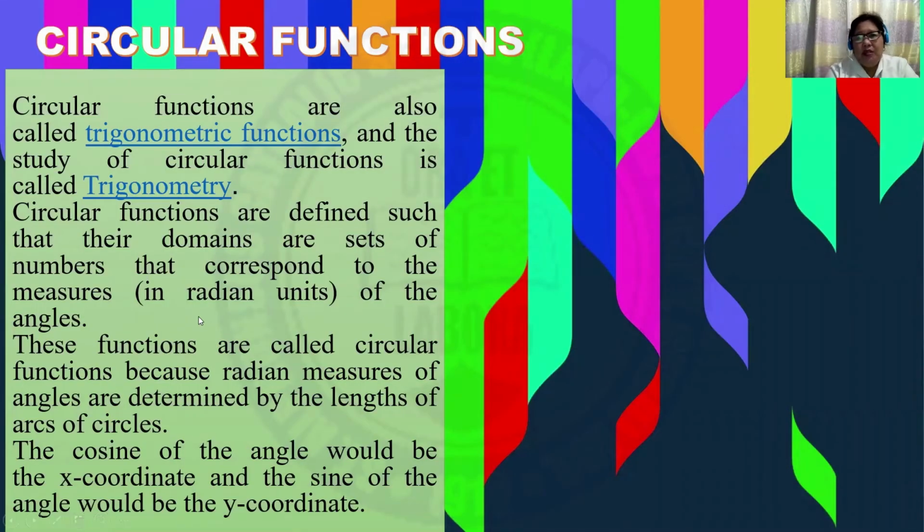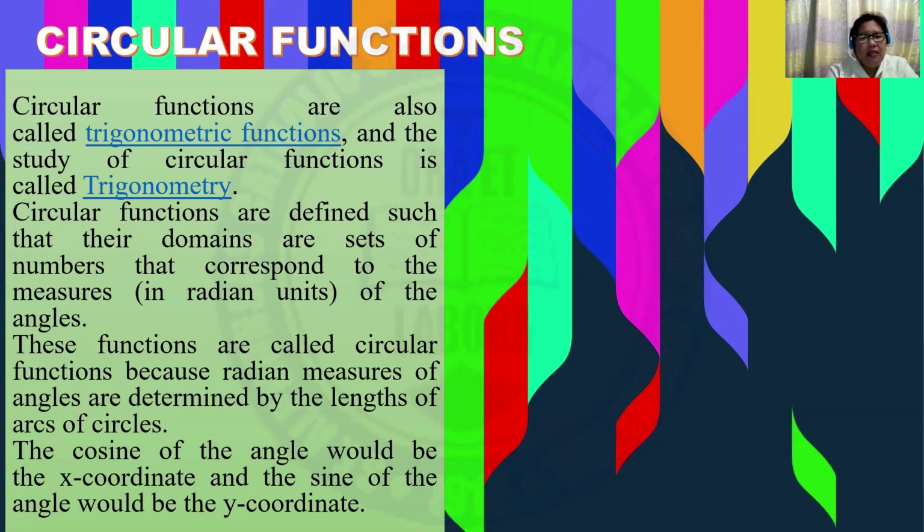Let us have now the circular functions. Circular functions are also called trigonometric functions, and the study of circular functions is called trigonometry. Circular functions are defined such that their domains are sets of numbers that correspond to the measures in radian units of the angles. These functions are called circular functions because radian measures of angles are determined by the lengths of arcs of circles.